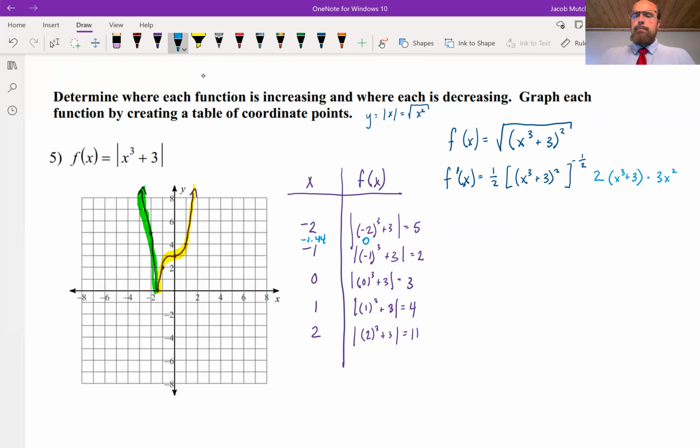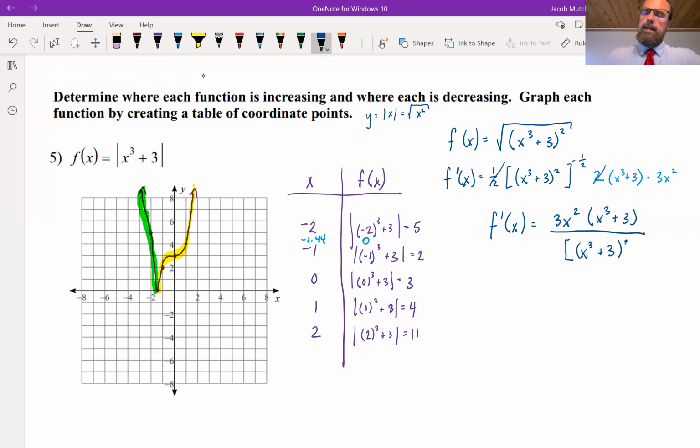So now we want to simplify this. I do want to notice that the half multiplied with the 2 will cancel. So in the numerator, we've just got this in the light blue. I'm going to put the 3x squared first times x cubed plus 3. But then this x cubed plus 3 squared to the power of negative half is going to descend. And as it goes to the denominator, that power of negative half is going to become positive.